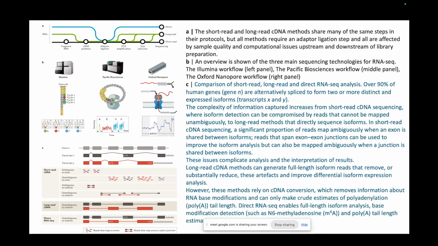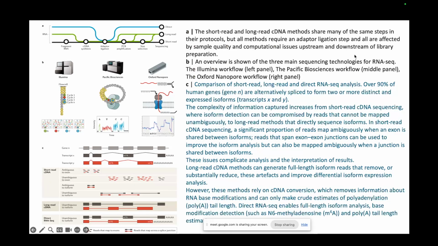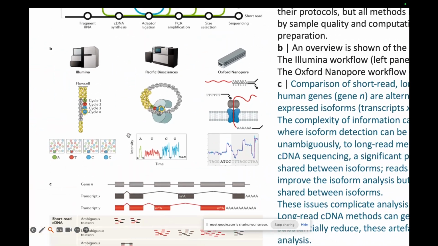Currently what we are talking about is mostly short read technologies, but now we have long reads as well, as we talked about in earlier classes: Oxford Nanopore Technologies, PacBio technologies, and so on. We have long read sequencing nowadays, so we can do RNA sequencing with long reads as well. The short and long read cDNA methods share many of the same steps in the protocol, but all methods require an adapter ligation step and are all affected by sample quality and computational issues upstream and downstream of library preparation.